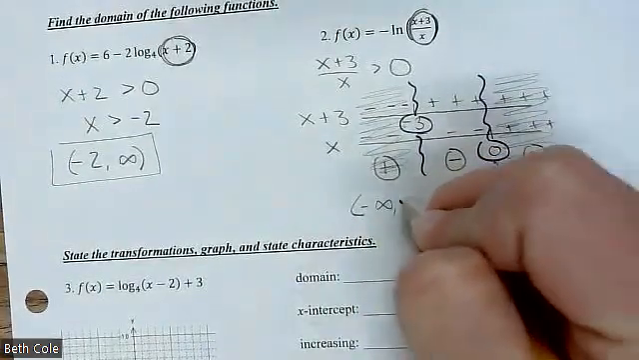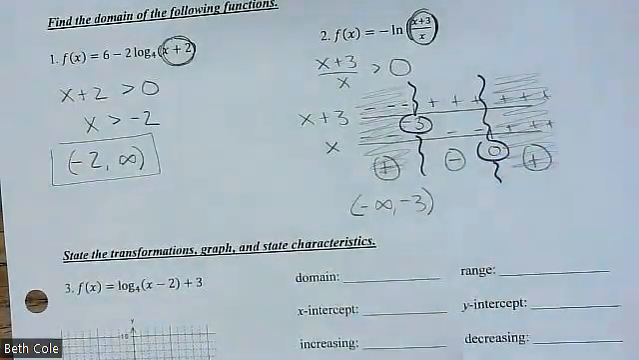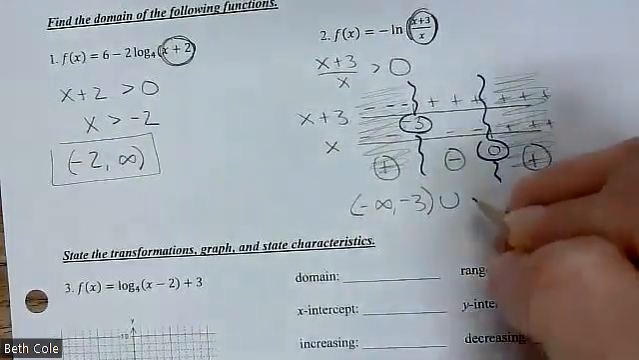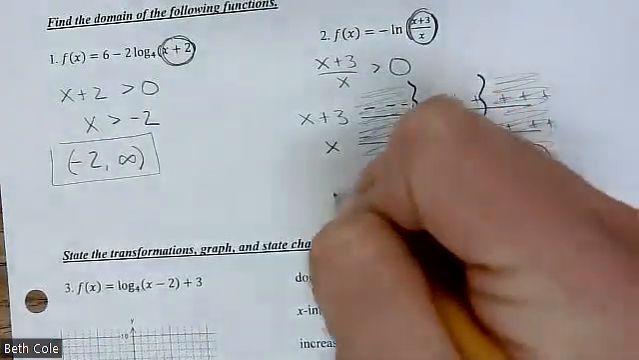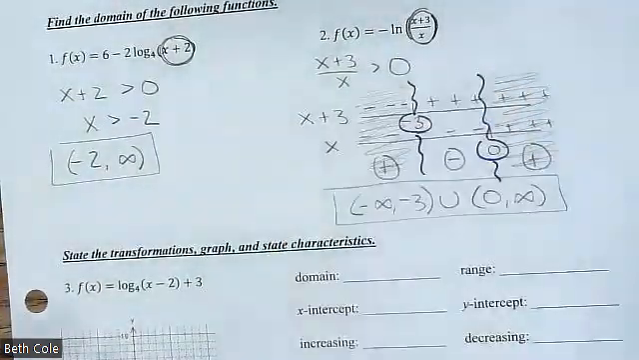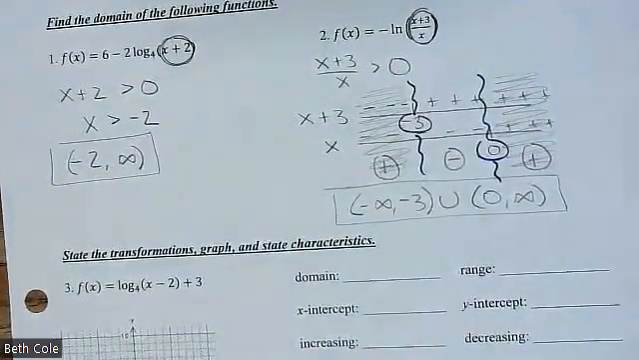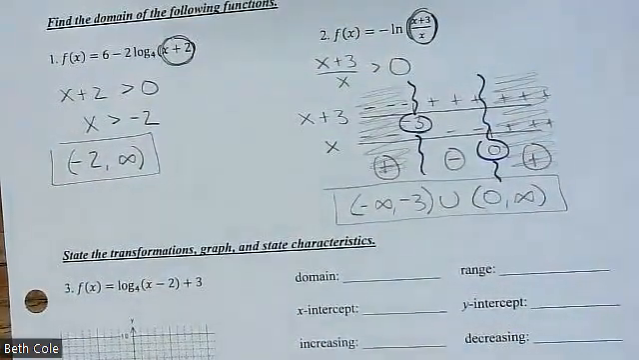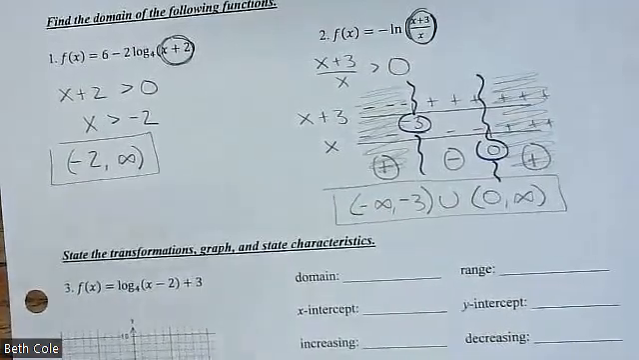Good. -infinity to -3 is that section. Just parentheses for everything. Oh, union. Good. 0 to infinity. So the big takeaway here is it has to stay above 0. You can't log a negative or 0. And so the domain's not going to be all reals. What is going to be all reals?